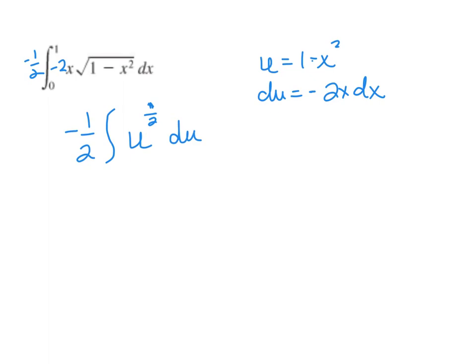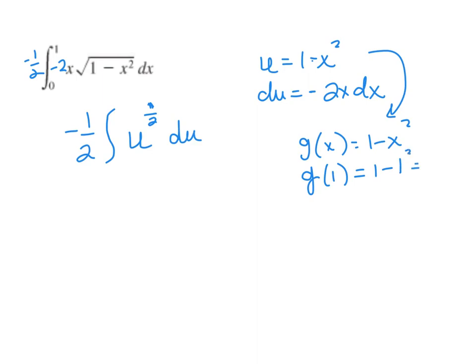Okay, I need new upper and lower limits of integration. I'm using the U function, so I will have g of x is 1 minus x squared, and g of 1 is 1 minus 1 squared, which is 0, and g of 0 is 1 minus 0 squared, which is 1. So I'm going from, be careful that you're not, because it basically switches them around, right? So it goes from 1 to 0.